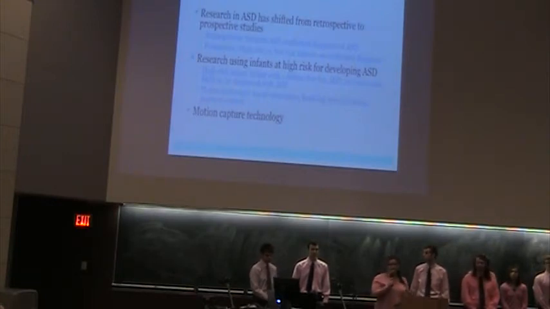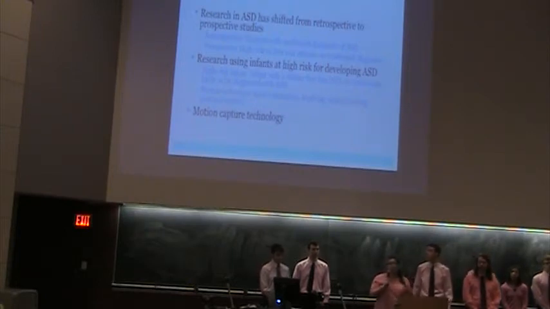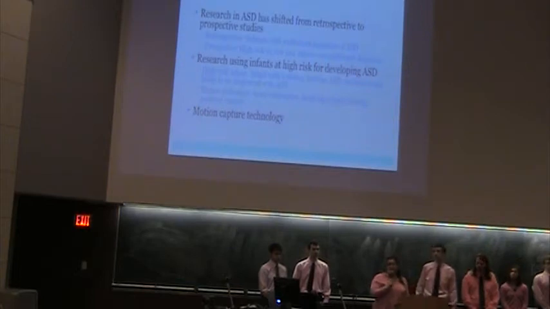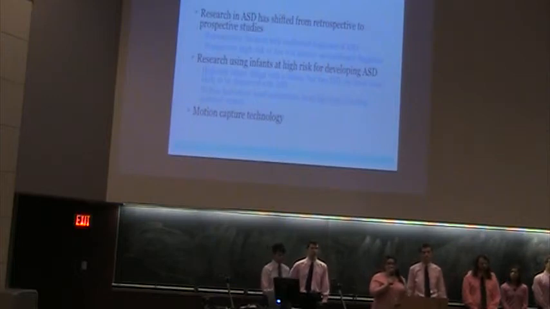So then a low-risk infant is an infant who has no family history of ASD, and those are the two groups that we're comparing in our study. Our study is comparing the motion indicators of these two groups. So what we're looking at are hand orientation, head lag, visual tracking, and postural control, which Brendan will elaborate on when we discuss our methodology. And we're using motion capture technology to measure these movements.